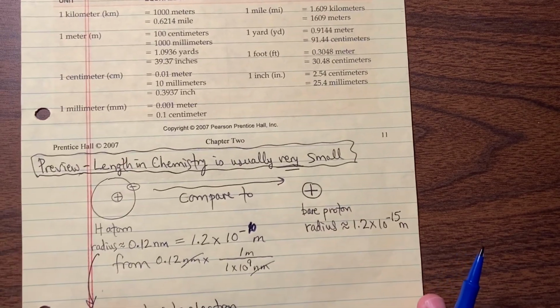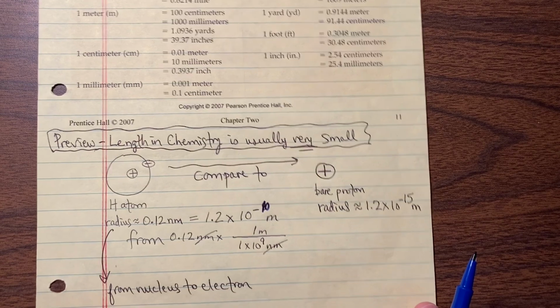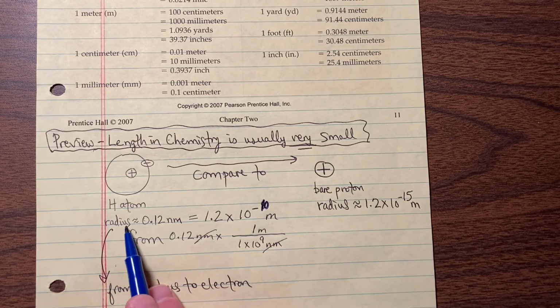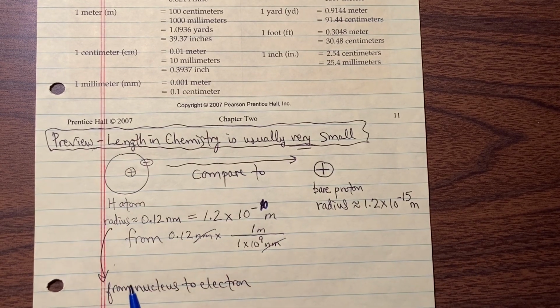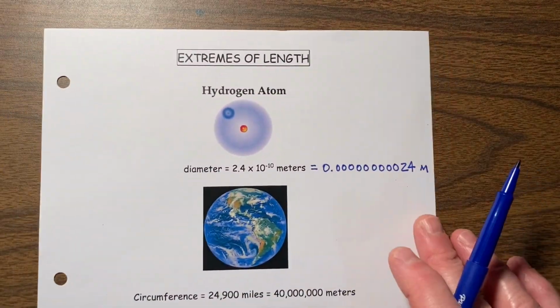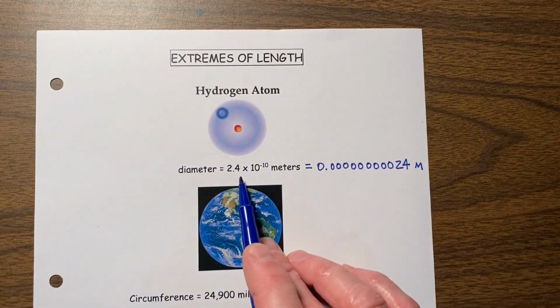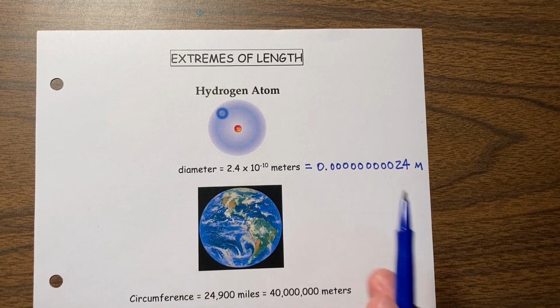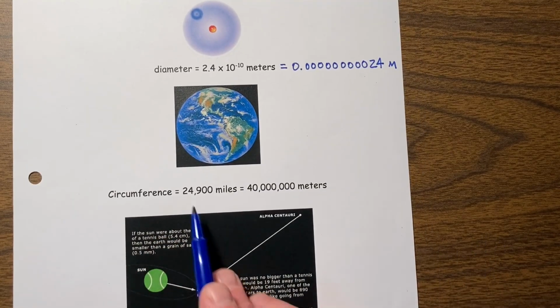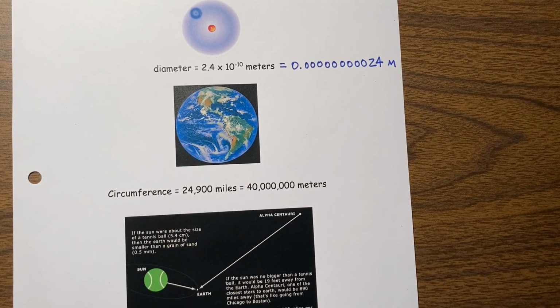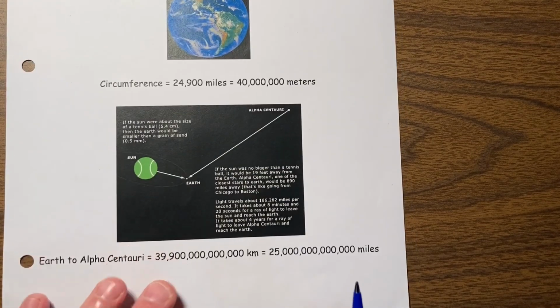We're interested in very small units of length in chemistry. So, for instance, the radius of a hydrogen atom is incredibly small. We have ranges of length that go from the tiniest diameter of a hydrogen atom, 2.4 times 10 to the negative 10th meters, to the circumference of the Earth, which is around 24,900 miles or 40 million meters.